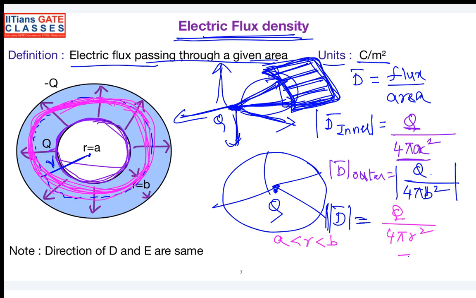So for the Gaussian surface, the Q will also be negative, right? Yes, it will be negative. But whatever I was saying till now is just the magnitude part. And the next thing, when you want to consider the direction of the electric flux density, it is the same as your electric field intensity, right? What is the reason?